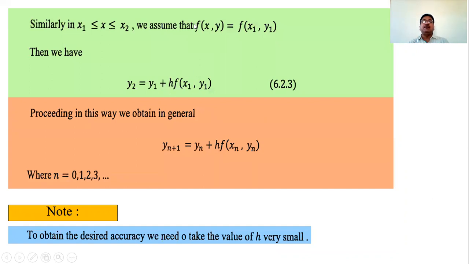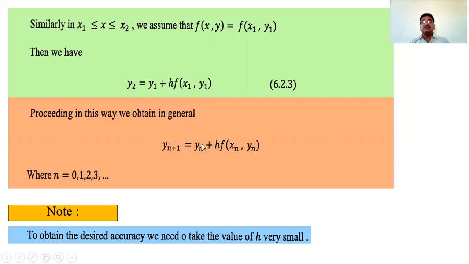We have this formula for this interval. Similarly, if you take the third interval, that is x2 to x3, and we are assuming f of x, y is equal to f of x2, y2, then we have y3 is equal to y2 plus h f x2 y2. Continuing this process, we have the general formula: y(n+1) is yn plus h into f of xn yn, similar to this.